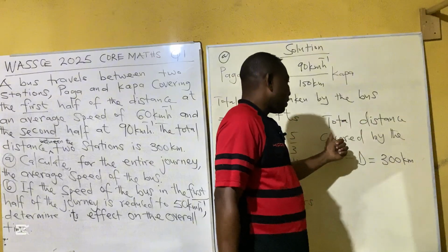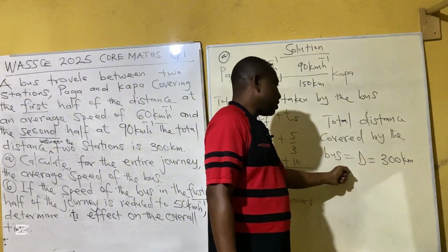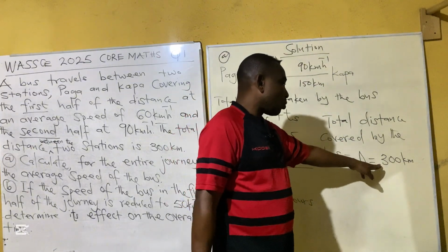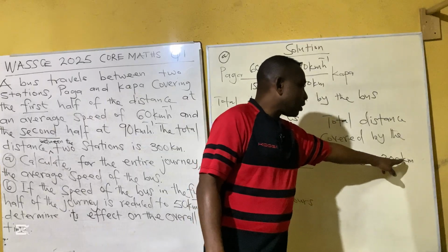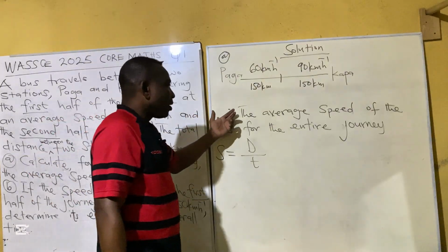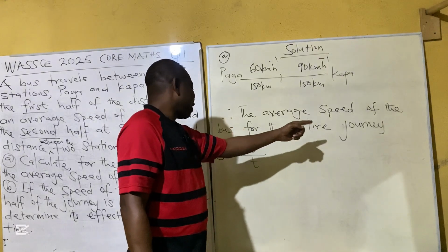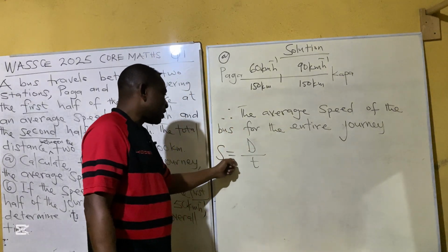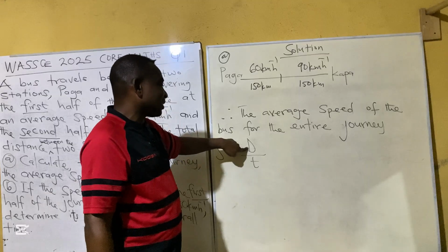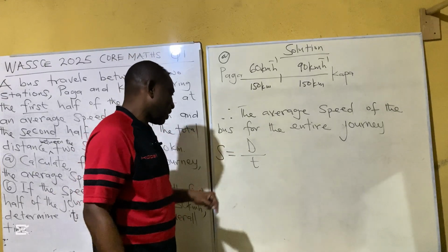Total distance covered by the bus is equal to capital D, is equal to 300 kilometers. Therefore, the average speed of the bus for the entire journey is equal to S is equal to total distance covered over total time taken.